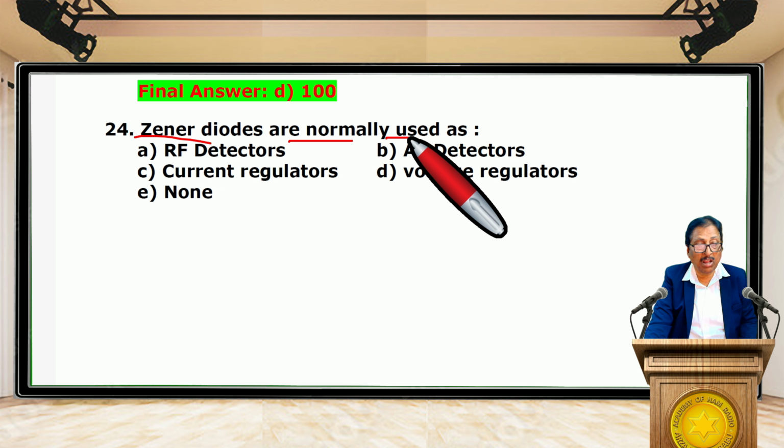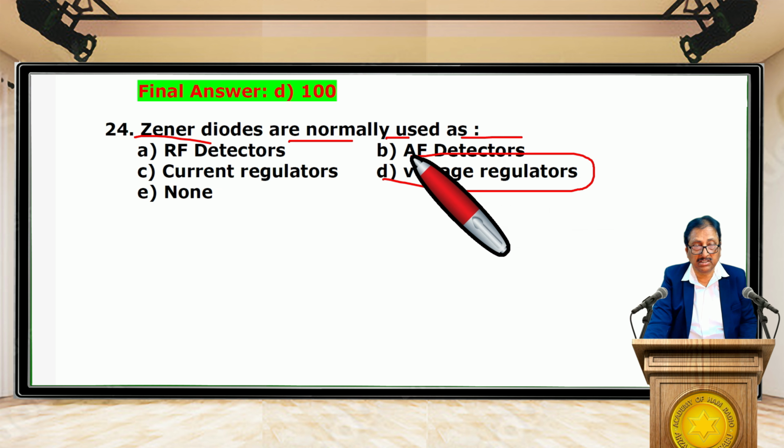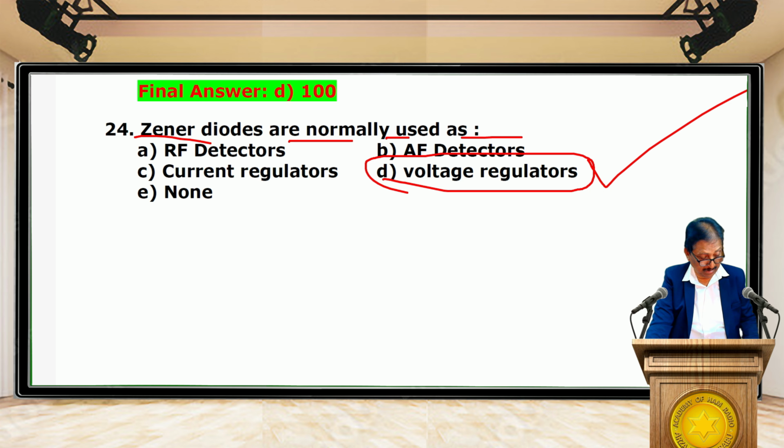Zener diodes are normally used as voltage regulators. Delta is the correct option.